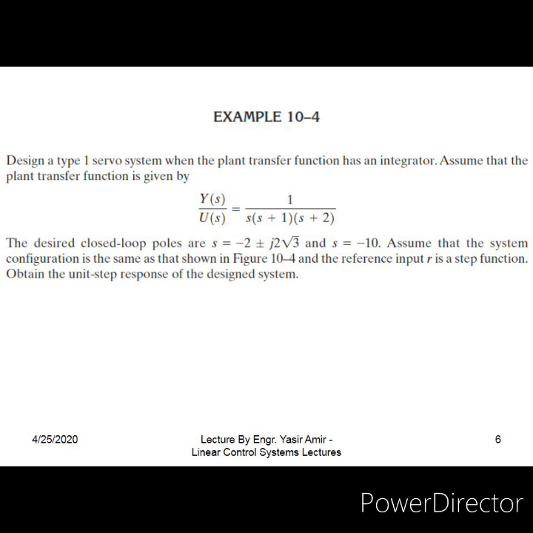Assume that the system configuration is the same as shown in the figure that we have already seen in the previous slide. The reference input R is a step function. And not only do we have to design the system, we have to obtain the step response of this system as well. This is the task in this example.